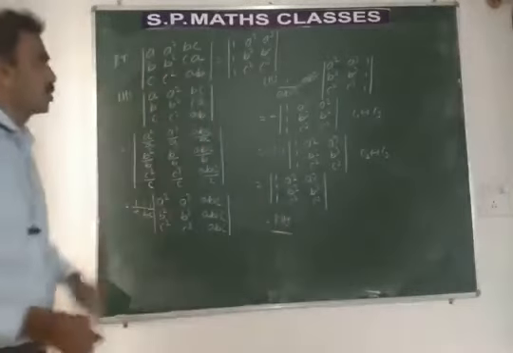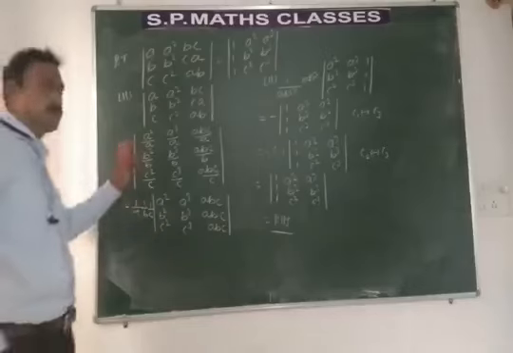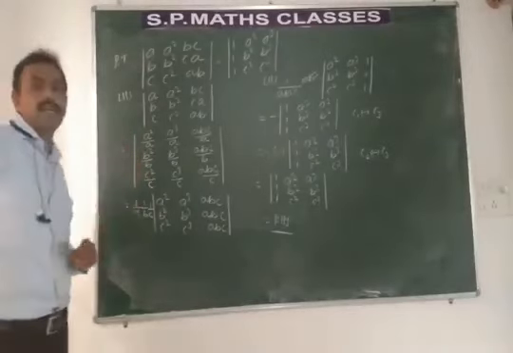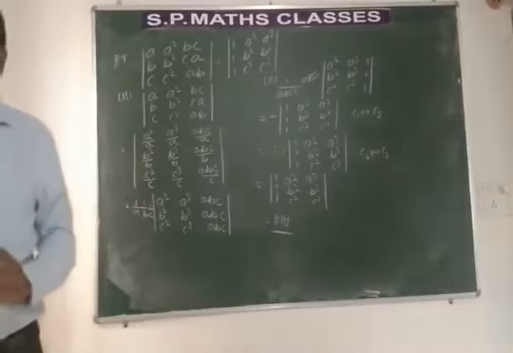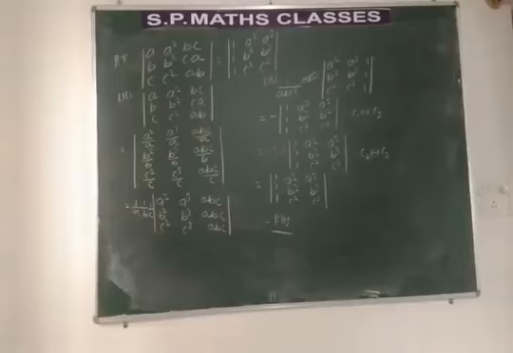I think you have understood how to solve this. Very simple. First step is crucial. Multiply and divide the first row elements by A. Second, multiply and divide second row elements by B. Multiply and divide third row elements by C. Then you can take 1 by A as common factor from first row, 1 by B from second row, 1 by C from third row.